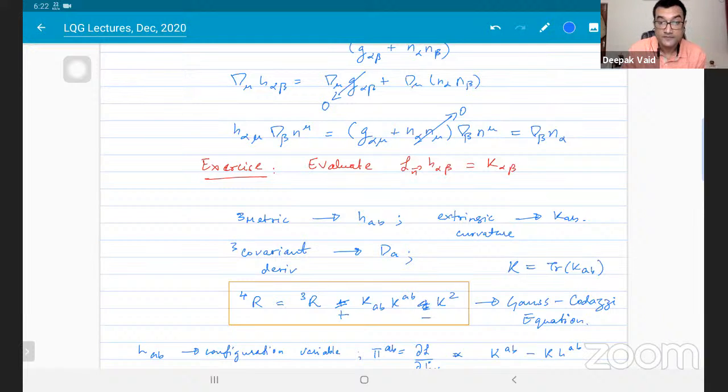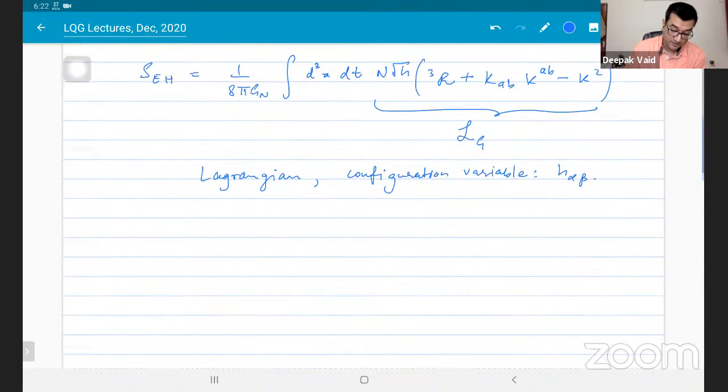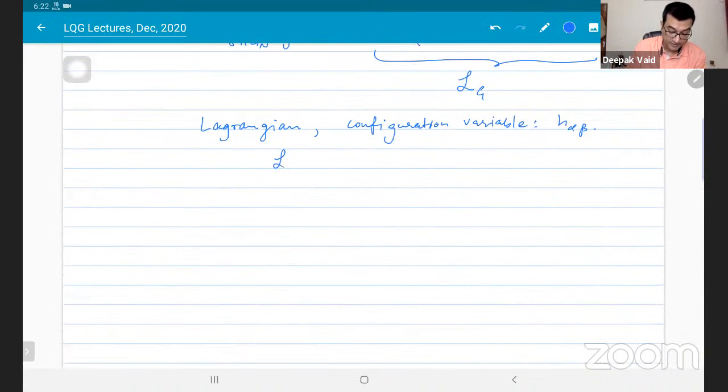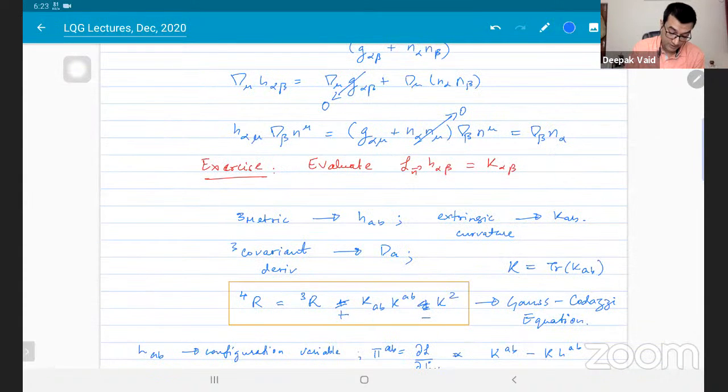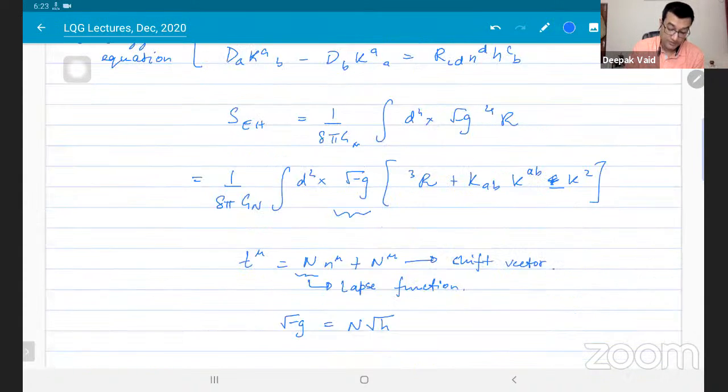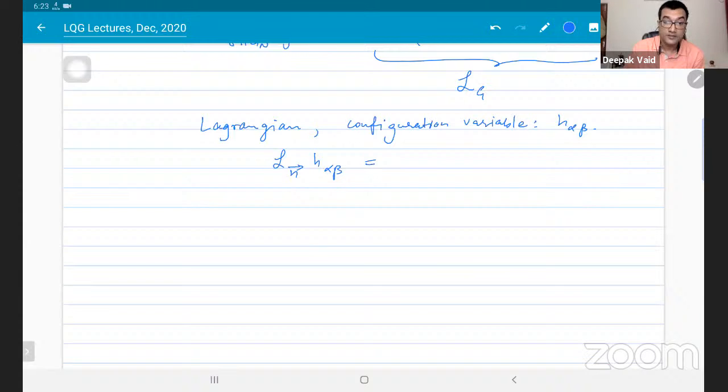Now it turns out that there is this very nice relationship between the extrinsic curvature and this variable, which is that if you take the Lie derivative of h with respect to the hypersurface orthogonal vector field N, then this is equal to, I think there's a factor of 2 here, 2 times K alpha beta.